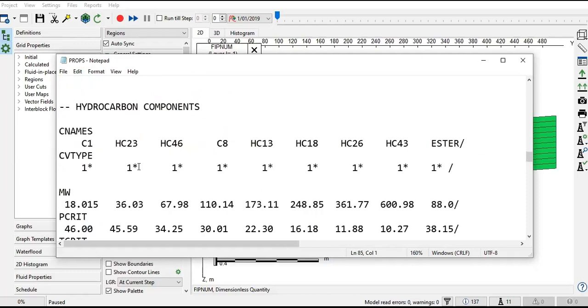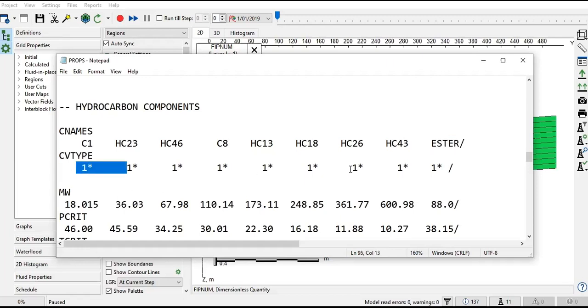Now this is for the hydrocarbon components. C for the carbon, NAMES for the names of the hydrocarbon components, I mean. So we'll have C1, and this is the lump component, C2, C3, C4, C6, C8, C13, C18, and so on and so forth. And we will have ester, the hydrophobic part of the ester, right? So ester has 2 components, the hydrophilic and hydrophobic. The hydrophilic is ester EQ, hydrophobic is ester only.